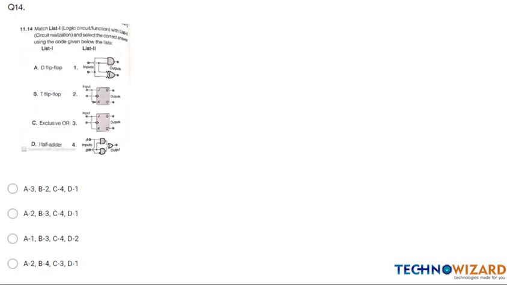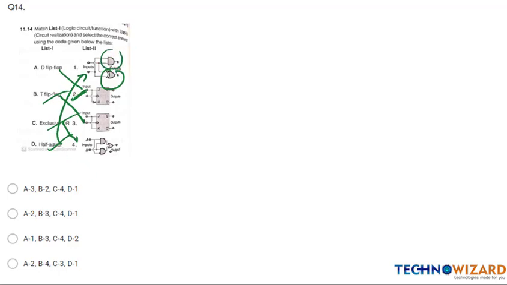Question number 14. In this question, you have to see which is a D flip-flop, which is a T flip-flop, which is XOR, and which is half adder. The second will be a D flip-flop here. Then T flip-flop will be third. XOR gate will be fourth, and half adder will be first. Because in half adder, XOR gate will be there for sum, and AND gate will be there for carry.